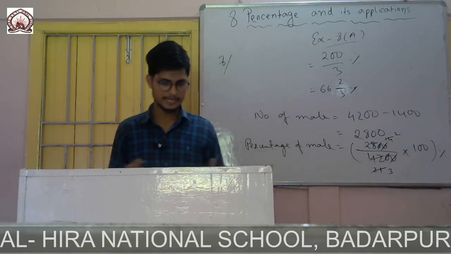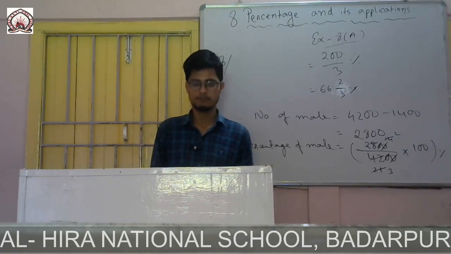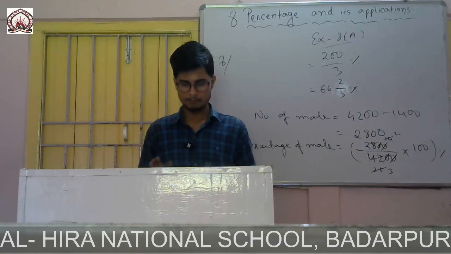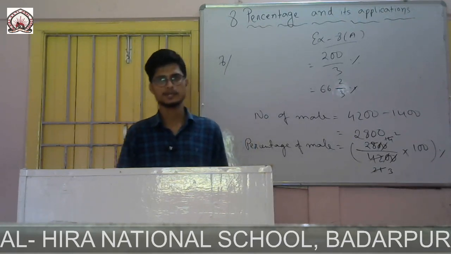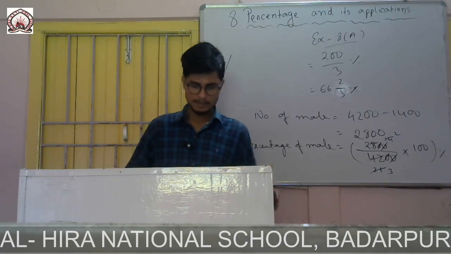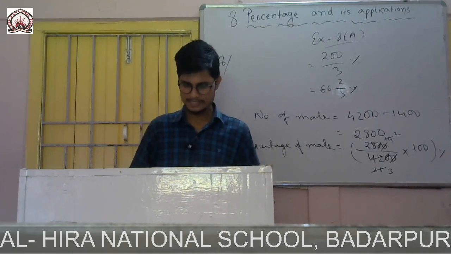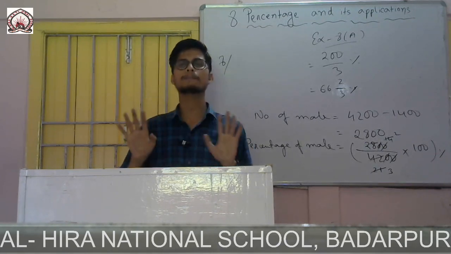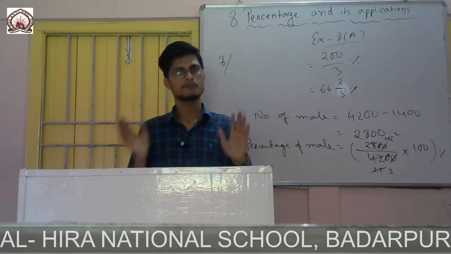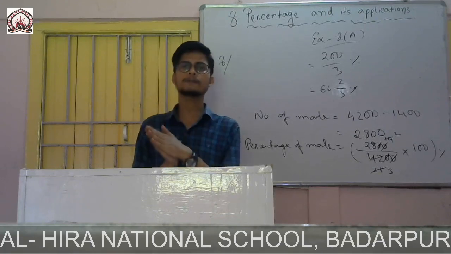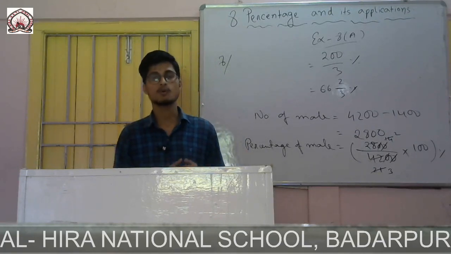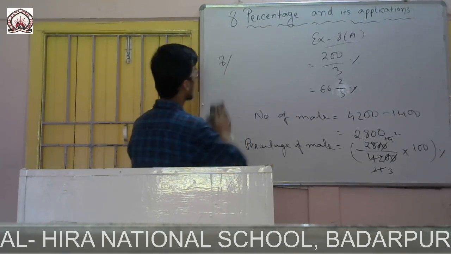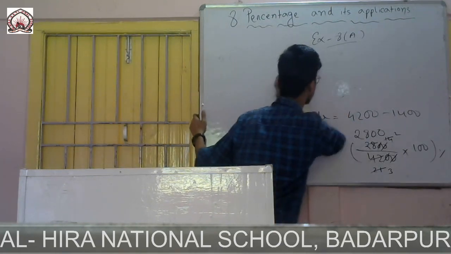The cost of a theater ticket is increased by 40% for a special movie. So there was a special movie, for that the price of the ticket increased 40%. So what is the new price? If the normal price is 160, but for that special movie 40% of the price increased. So what will be the new price, the increased price? First of all you have to find the 40% of that amount.